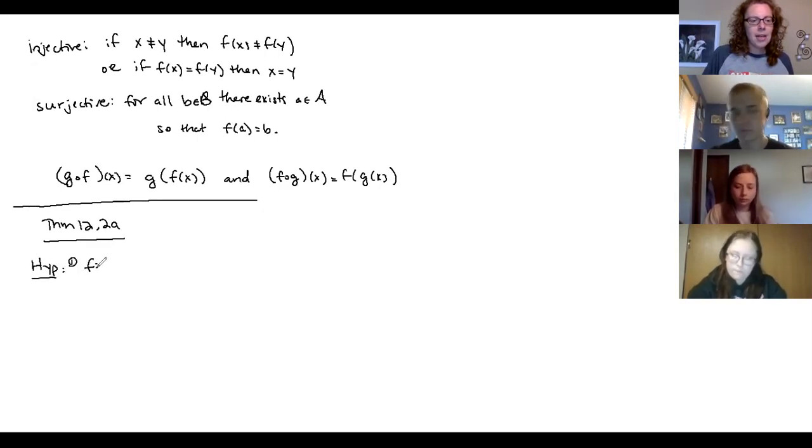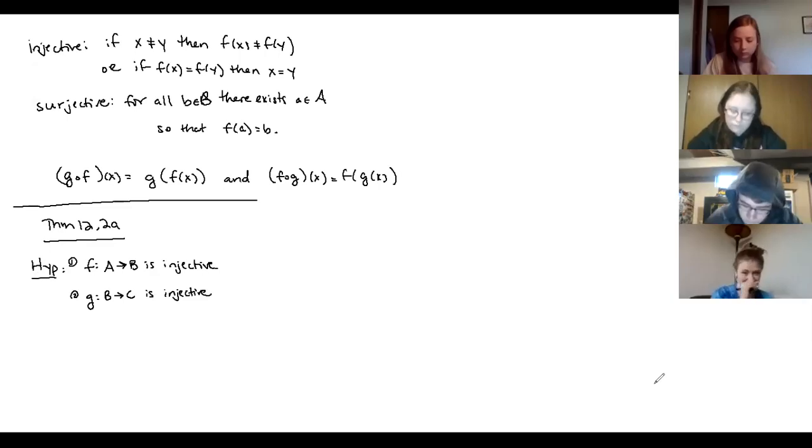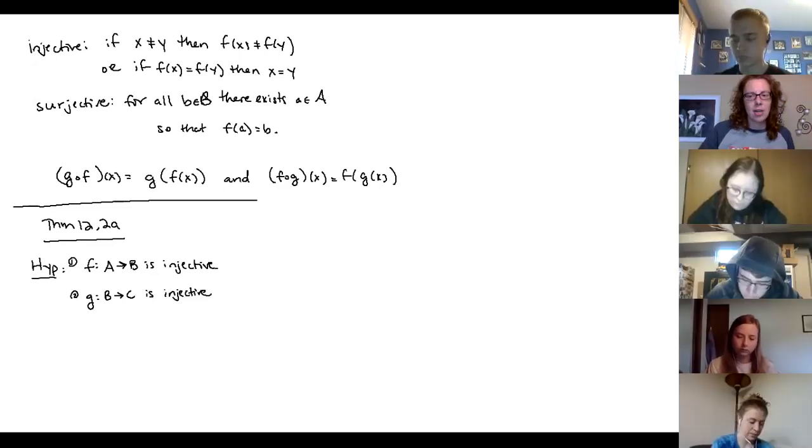First of all, f going from A to B is injective. And secondly, g going from B to C is injective. So I've got two injective functions that I'm starting with. F is going from A to B. That one's going to be injective. And g is going from B to C. That one's going to be injective. So two injective functions that I'm starting with.